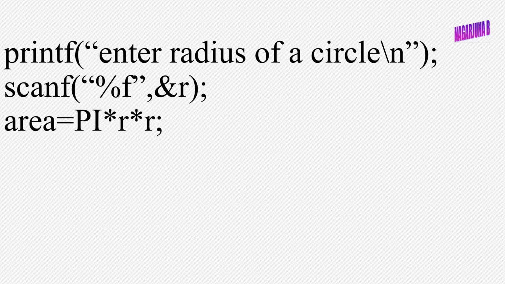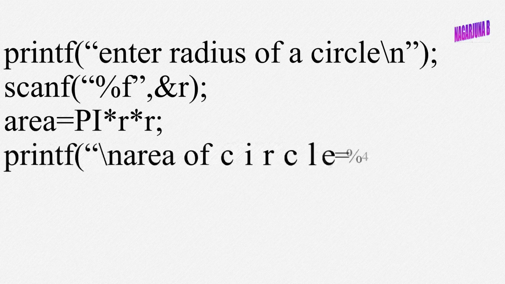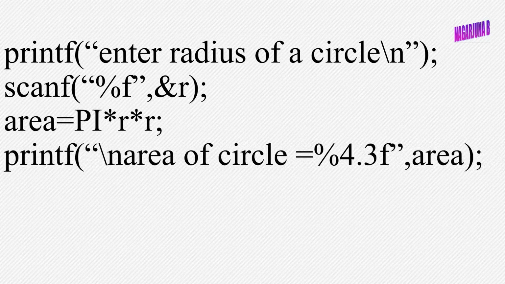Here pi is replaced by 3.142, because the area of a circle is equal to 3.142 into r square. R square can be done as r into r. Then next, to display the result, printf("\n Area of circle is equal to %4.3f", area); Here I have written 4.3. That means after the decimal point it will display only 3 digits.